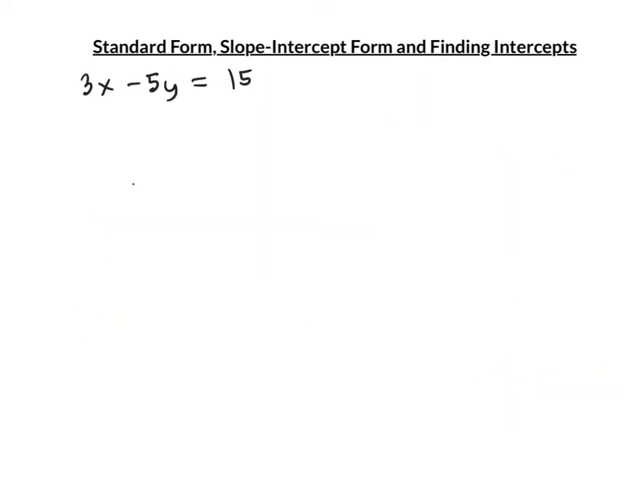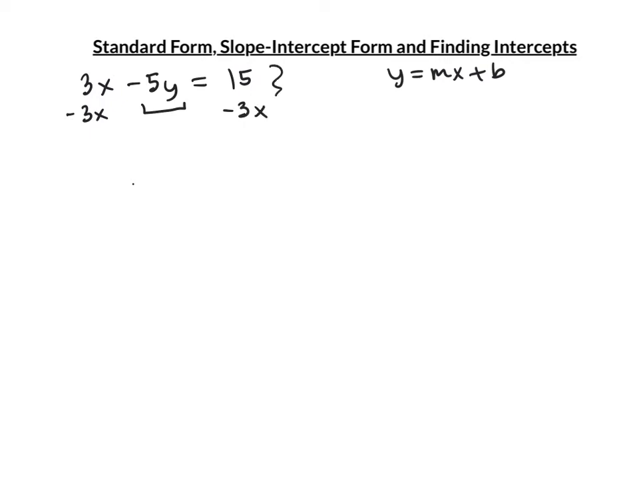Putting an equation in slope-intercept form is what we do continuously. So we're looking for y equal mx plus b. We're going to get y by itself. The last thing we do is we'll divide by negative 5. To get y by itself, the first step is to move the x over on the other side.